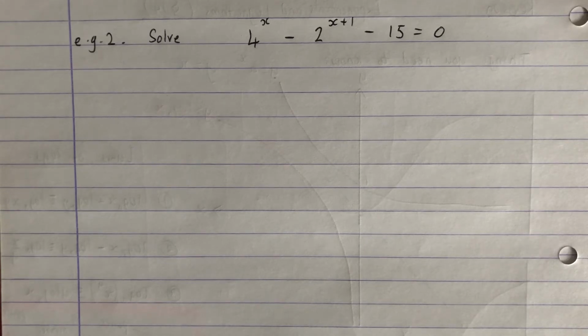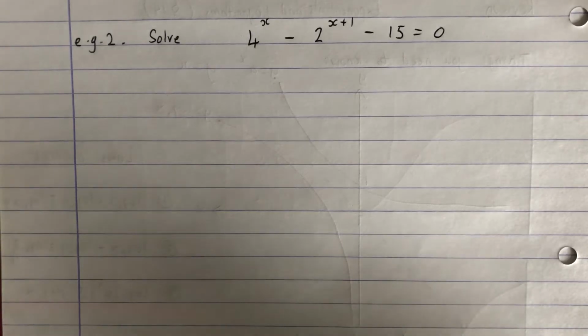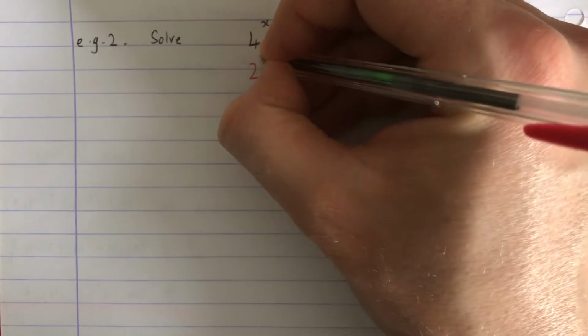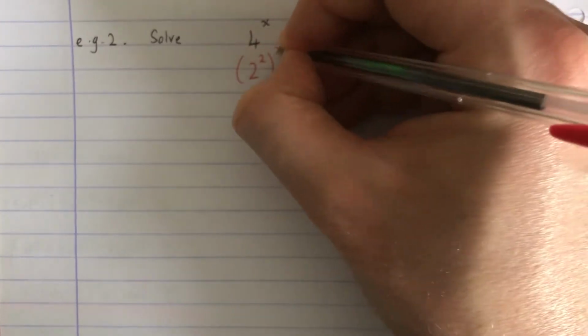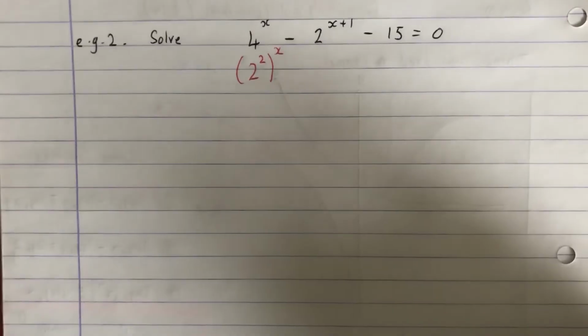But you can replace the base 4 with something to do with base 2, such as the following. So 4 is the same as 2 squared. So that's the same as 2 squared to the power of x.